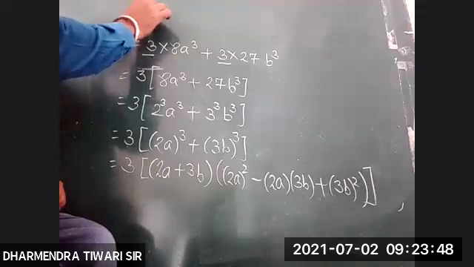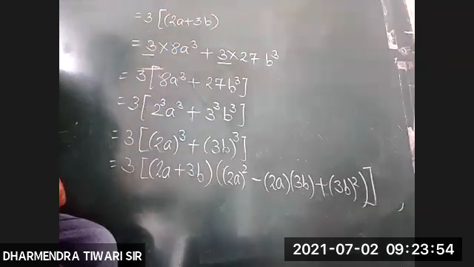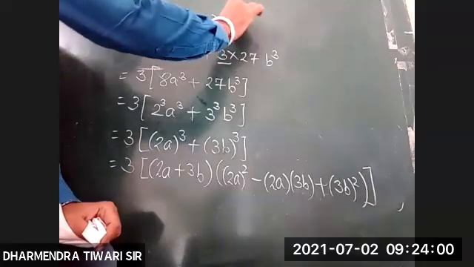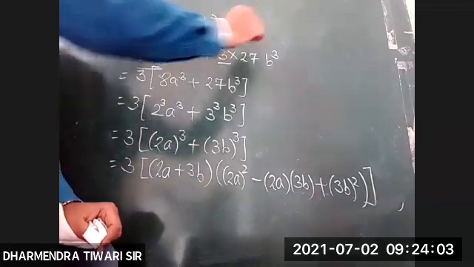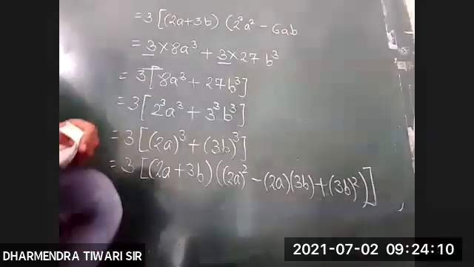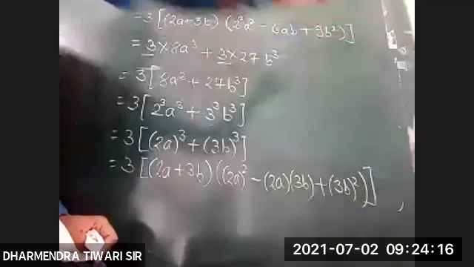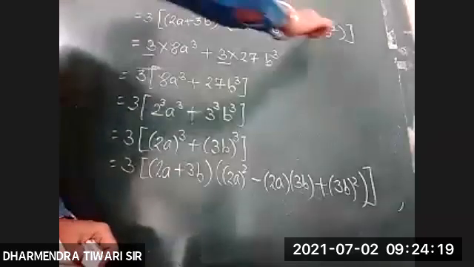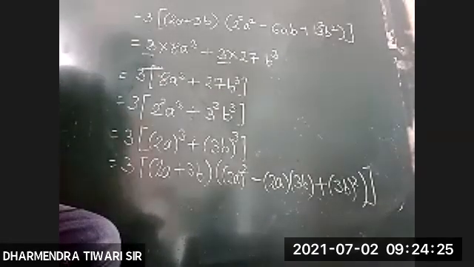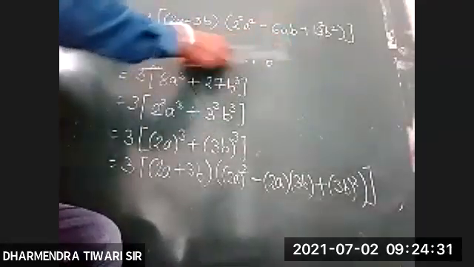This is nothing but 3 times in a bracket, 2a plus 3b as it is. Bracket (2a) square means 4a square, minus 2 3s are 6ab, plus 9b square. And you can write it 3 square as we have written here 2 square. So hope you have understood the problem. We are almost done.